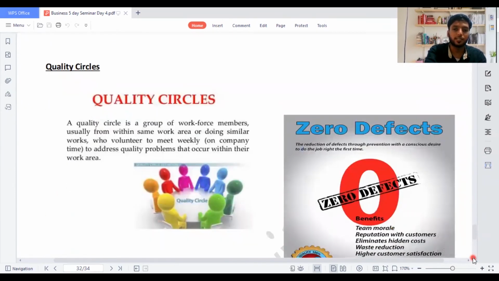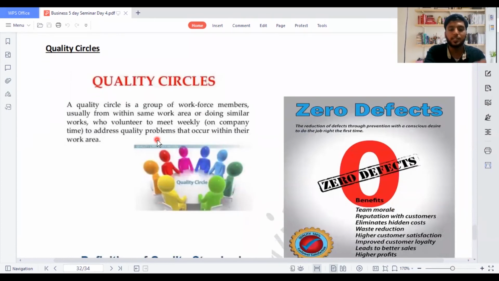Quality circles. It's a team of people. A quality circle is a group of workforce members, usually formed within the same work area or doing similar work, who volunteer to meet weekly in uncompensated time to address quality problems that occur within the work area.